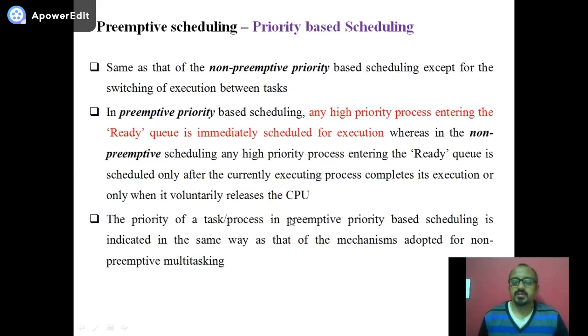The priority of the task in preemptive policy based scheduling is indicated in the same way as the mechanism adopted for non-preemptive tasks.